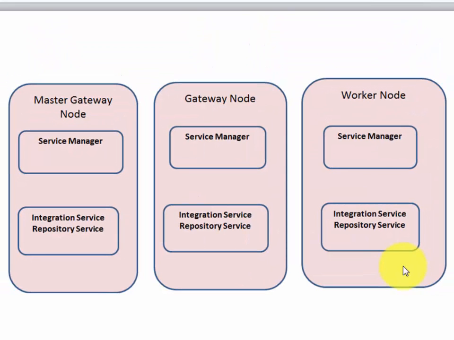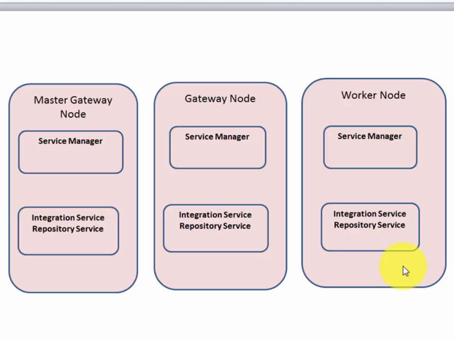In three node setup, that means Informatica server component is installed in three nodes. First node is master gateway node. Service Manager runs in this node and performs domain related activity. As usual, you can optionally run different application services in master gateway node.